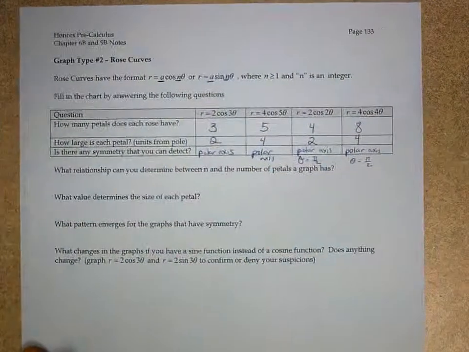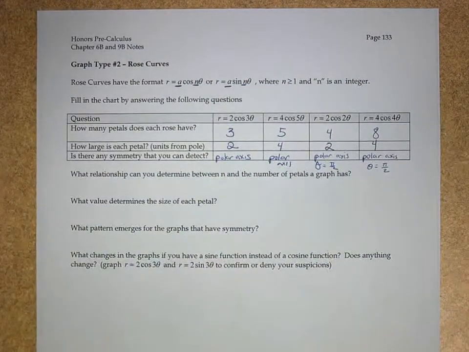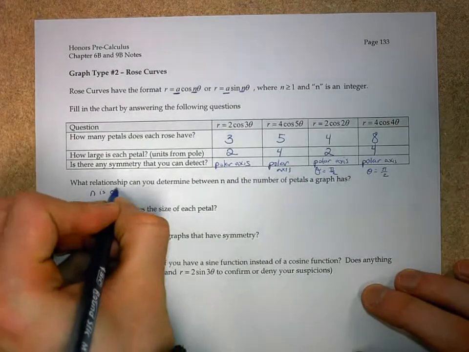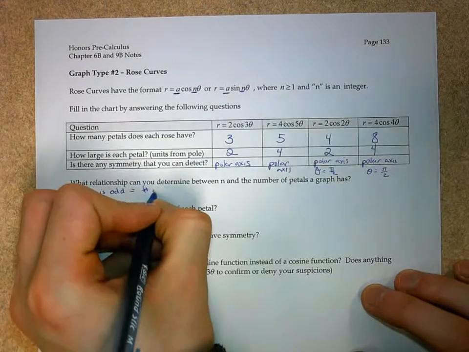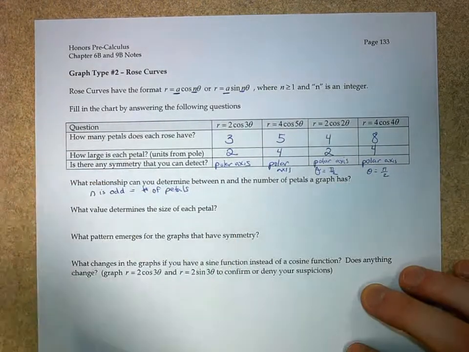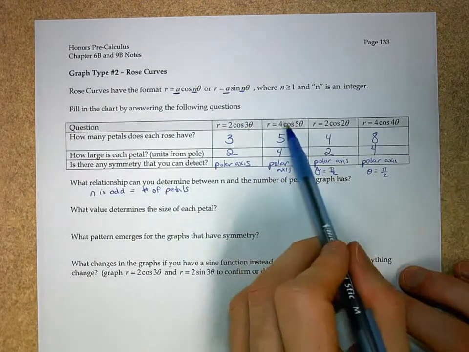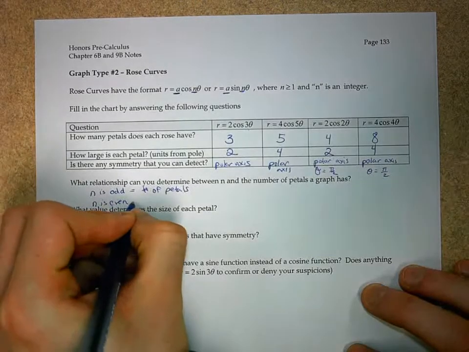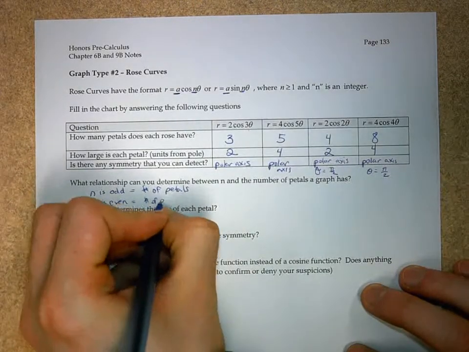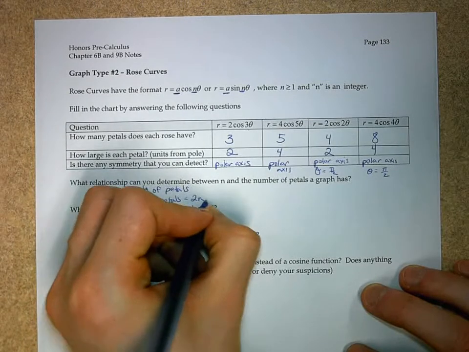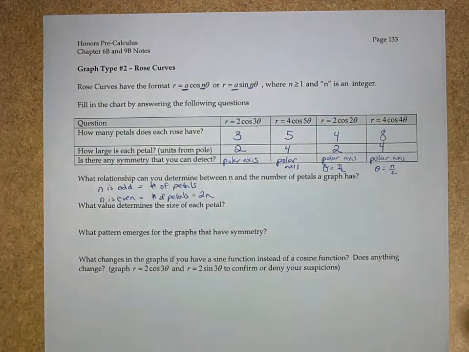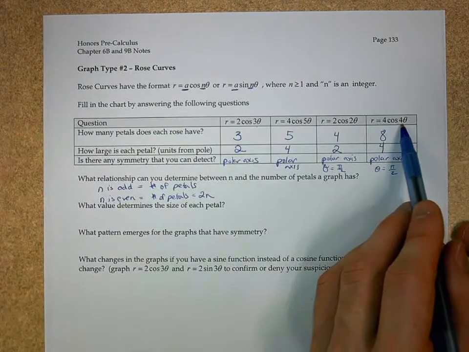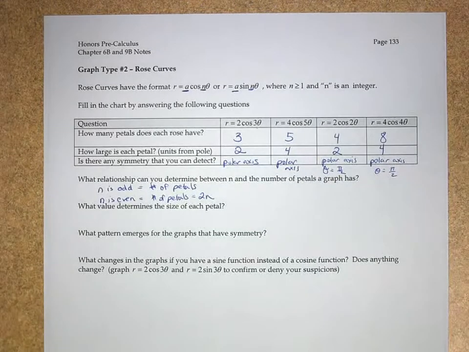So now that I've done all that, what relationship can you determine between n and the number of petals a graph has? Well, if n is odd, it's going to be the number of petals. So here, since n was 3, we had 3 petals, n is 5, there were 5 petals. But if n is even, then the number of petals is equal to 2n. So there's twice as many. Here 2 is an even number, so 2 times 2 gives me 4. Here 4 is an even number, 4 times 2 gives me 8.